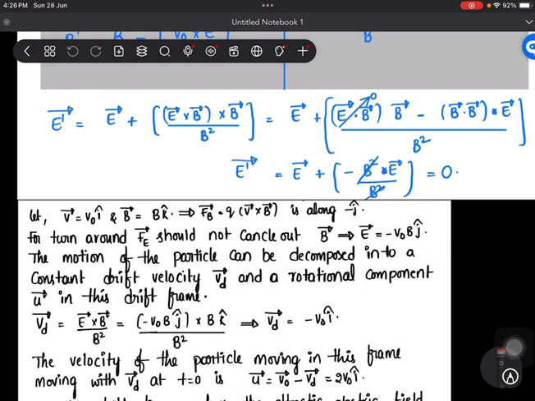For the turnaround, here E bar has two options. I have taken velocity along i, magnetic field along k. Means electric field can be either along j cap or along minus j cap. If it is along j cap, then the electric force and magnetic force will cancel out and it will move in a straight path.